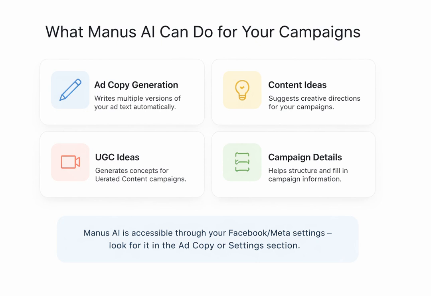Second, content ideas. If you're stuck on what angle to take with a campaign, Manus AI can suggest creative directions. Third, UGC, or user-generated content ideas. This is content that looks like it came from real customers, which tends to perform very well in ads, and Manus AI can help you brainstorm those concepts. And fourth, it helps with campaign details, structuring your campaign information in a way that's clear and effective. You can find it within your meta settings or the ad copy section of your account.